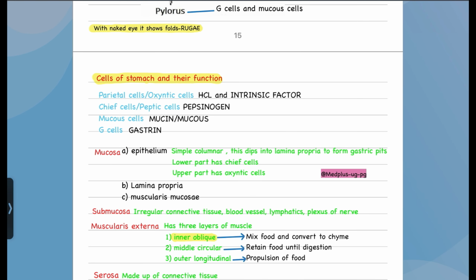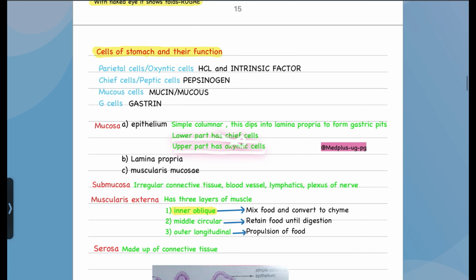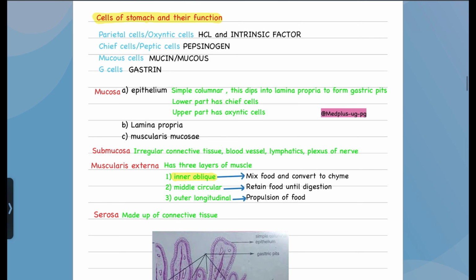Now we will see the 4 different layers of the stomach. Mucosa has an epithelium, as I said, in the stomach lined by simple columnar epithelium. I said the esophagus is the only part which does not have any infoldings, and the rest of the GI has infoldings. So we can see it dips into the lamina propria and forms gastric pits, into which gastric secretions are secreted. Lamina propria is made up of connective tissue. Muscularis mucosa is made up of a smooth muscle layer. Submucosa has irregular connective tissue, blood vessels, lymphatics, and plexus of nerves.